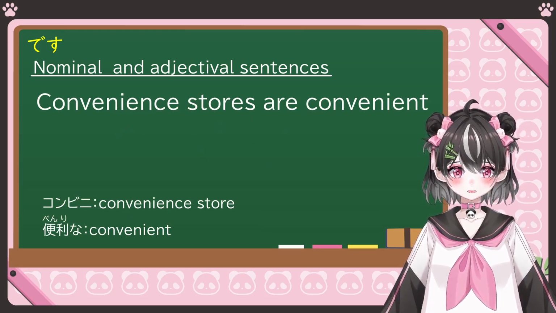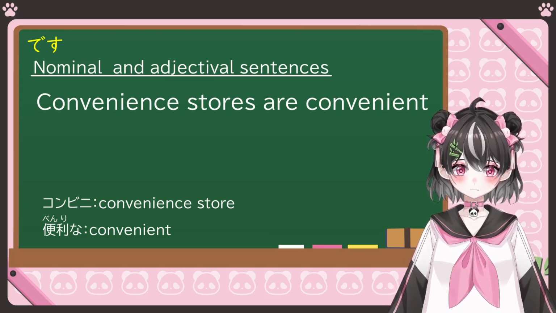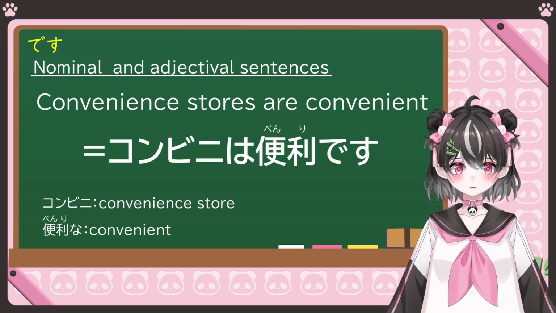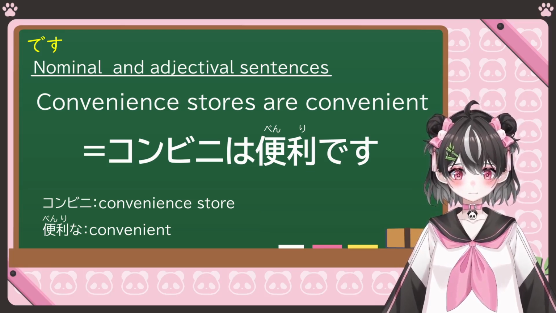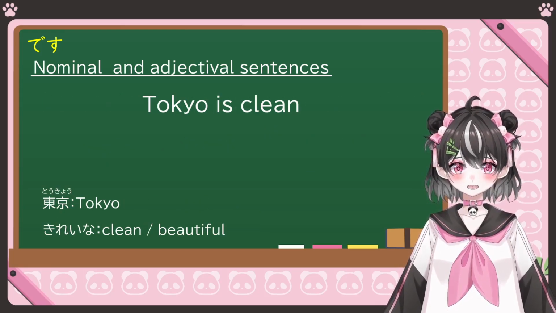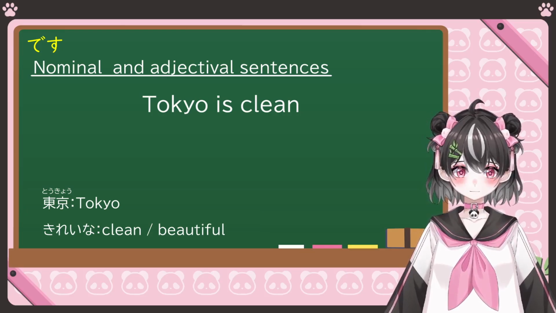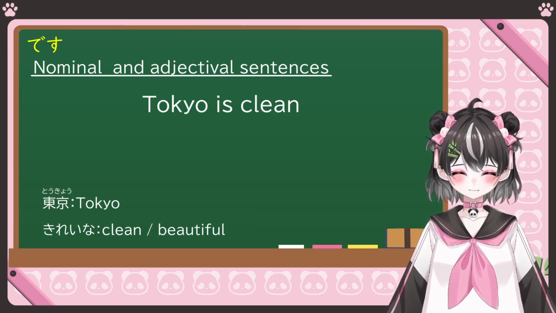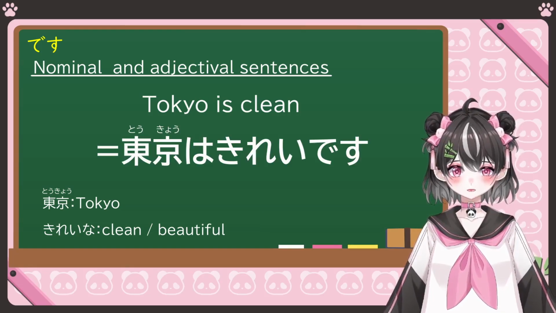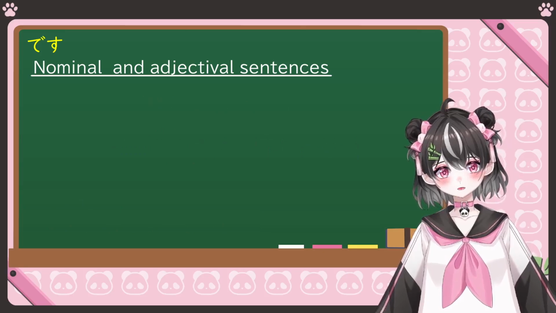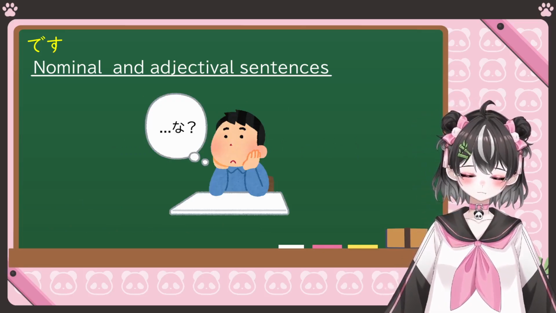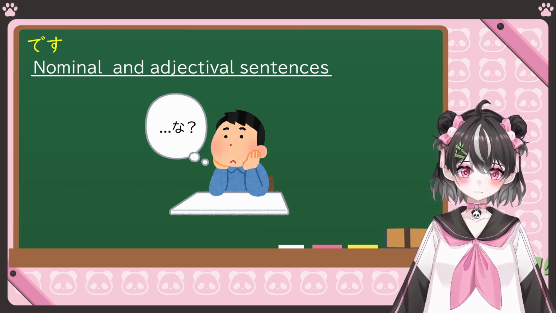How do you say this in Japanese? コンビニは便利です。How about this one? 東京はきれいです。Now you might be thinking, okay then, when do I use the な form?